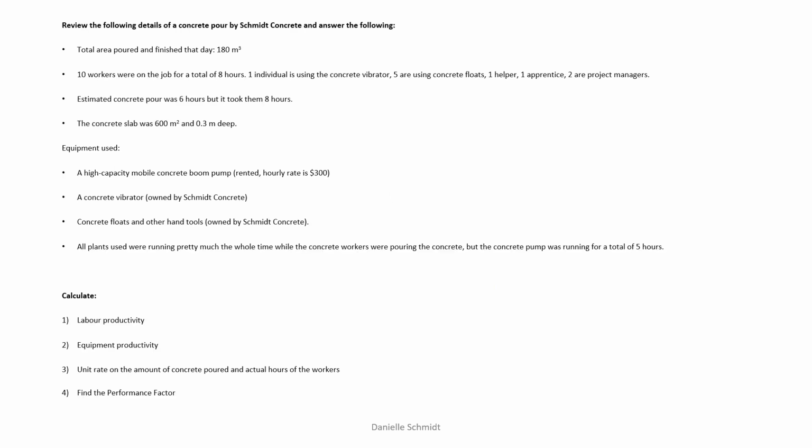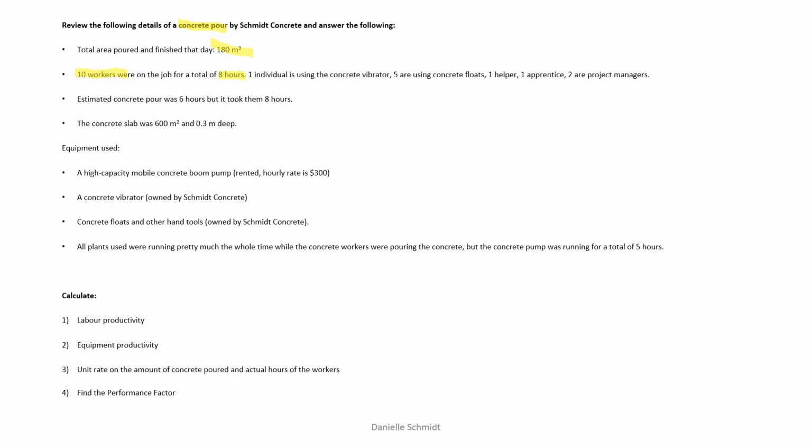So let's jump in. We've got a scenario here, and again, we're going to highlight the key items and key facts. So we have a total area poured and finished. So it's a concrete pour, so we know what we're looking at there. We've got 180 metre cubed of concrete poured and finished that day for the slab. We have 10 workers on the job for a total of 8 hours.